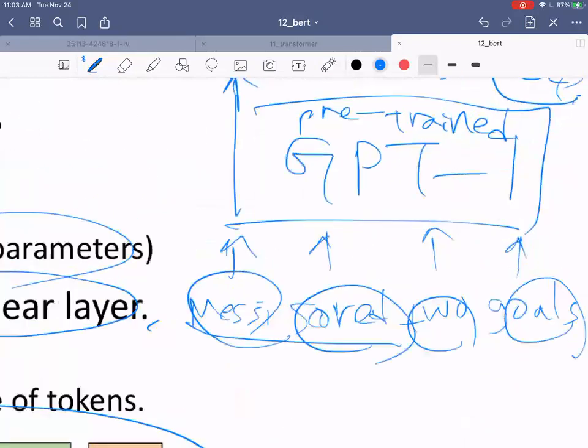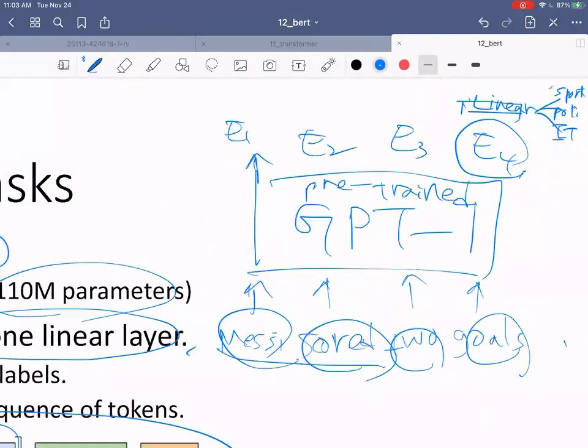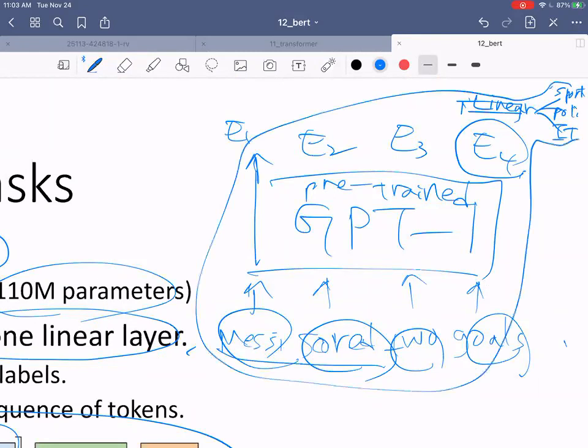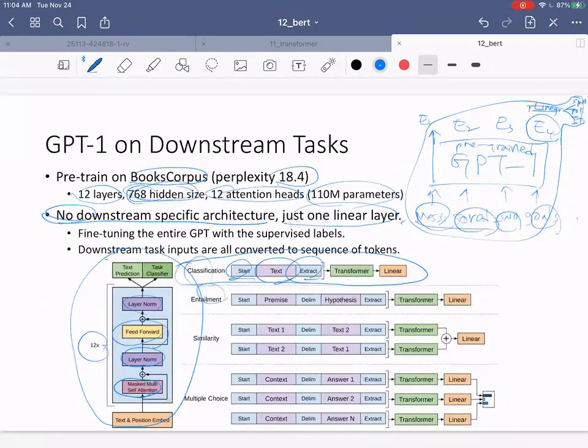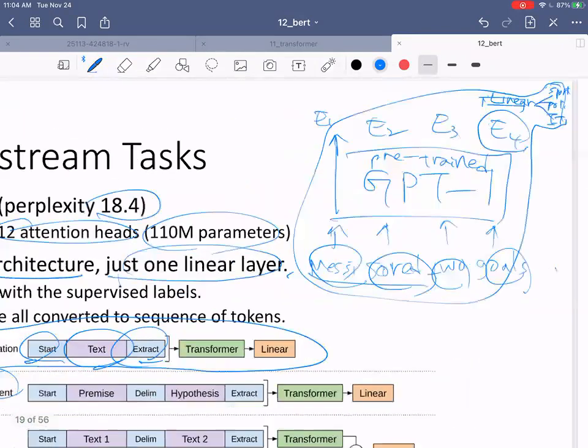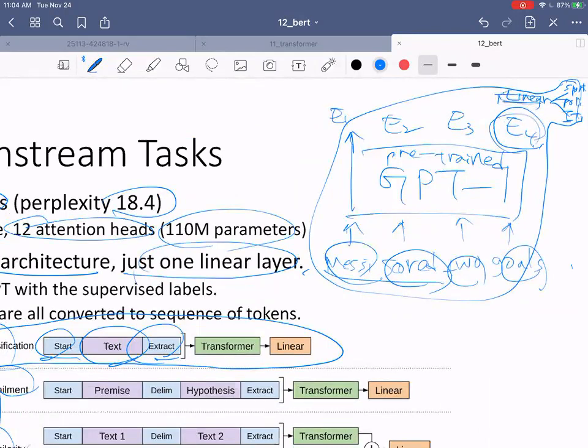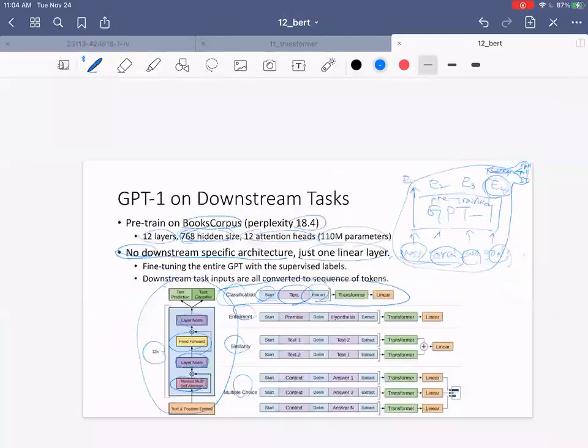And then they would fine-tune the entire thing, starting from here all the way to here. Since there is no longer a downstream specific architecture, they just simply fine-tune the entire GPT-1 per different downstream task. So there could be one, two, three, four different downstream tasks, and they would fine-tune each single time they want to do a downstream task. So there would be different GPT-1s for each downstream task. In this case, you simply take the last embedding, put a linear classifier on top of it, and do the classification.